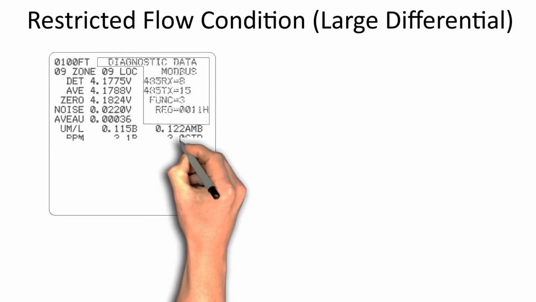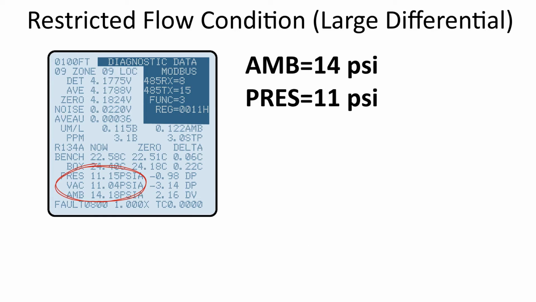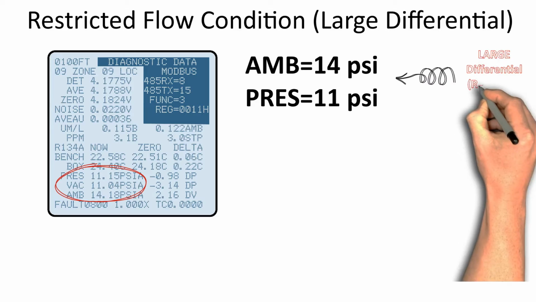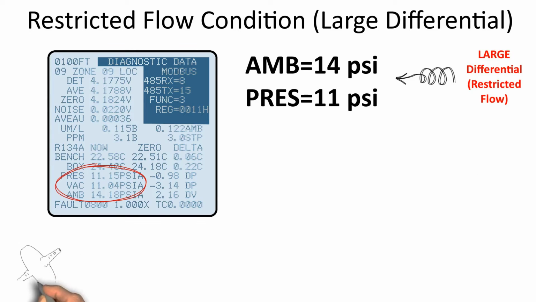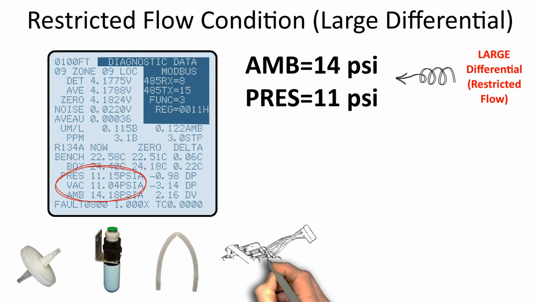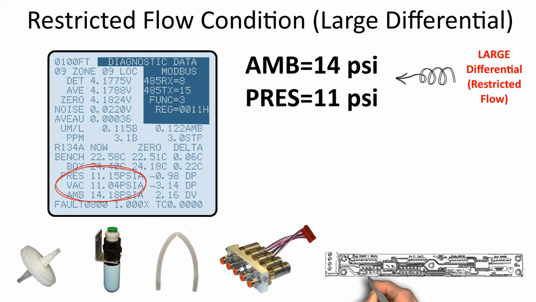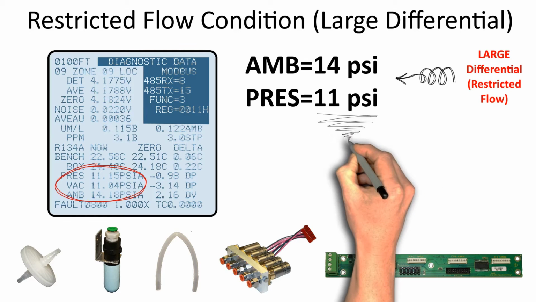At this point in your troubleshooting efforts, the pump appears to be working properly, so you need to continue your investigation further to determine the nature of the no-flow zone faults. A large differential between pressure and ambient indicates a large negative pressure buildup and is typically seen in the following scenarios: a clogged filter, a line restriction in the sample tubing, faulty solenoid or manifold hardware, typically a solenoid stuck in the closed position, or a bad solenoid control board.